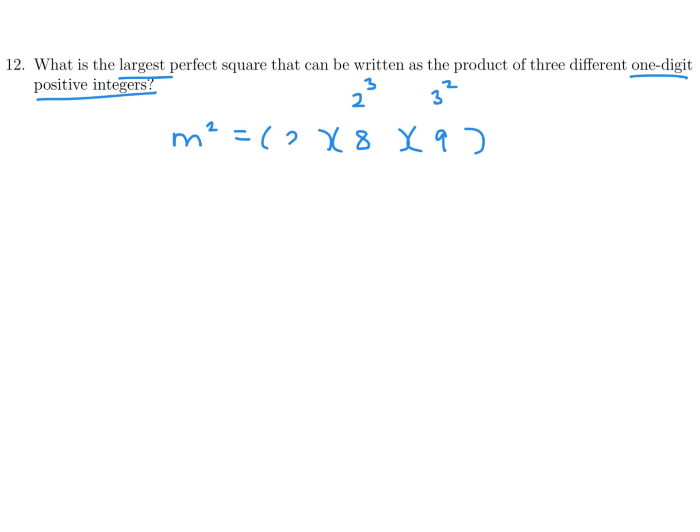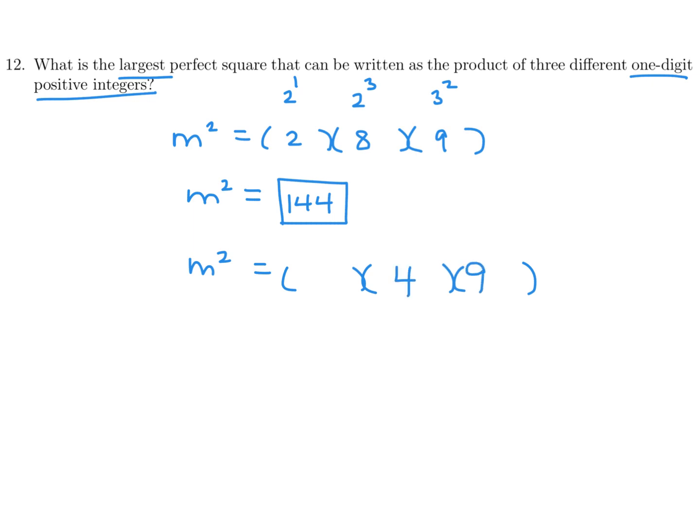But if I put a 2 here, which is 2 to the power of 1 basically, that would combine with the 2 to the power of 3 to give 2 to the power of 4, which is 16, which is a perfect square. So this is one option. This is 144. Now, you have to see if you can do this again with 3 other one-digit numbers and get a number higher than 144, and the answer is you can't. So 144 is the answer. And you can experiment. You can put 9, you can put 4, and see what happens.